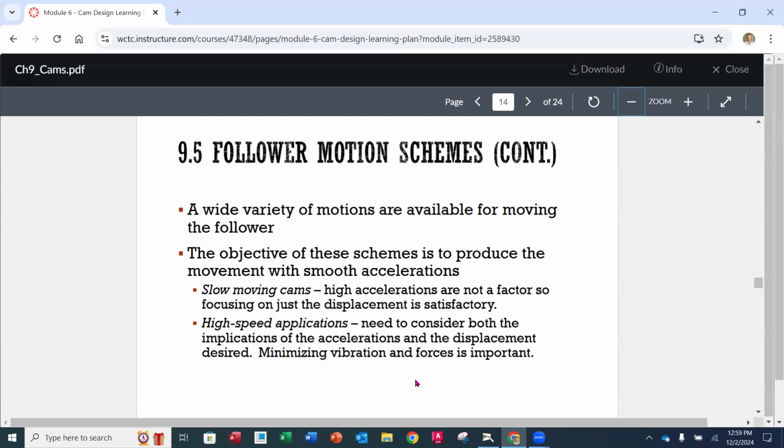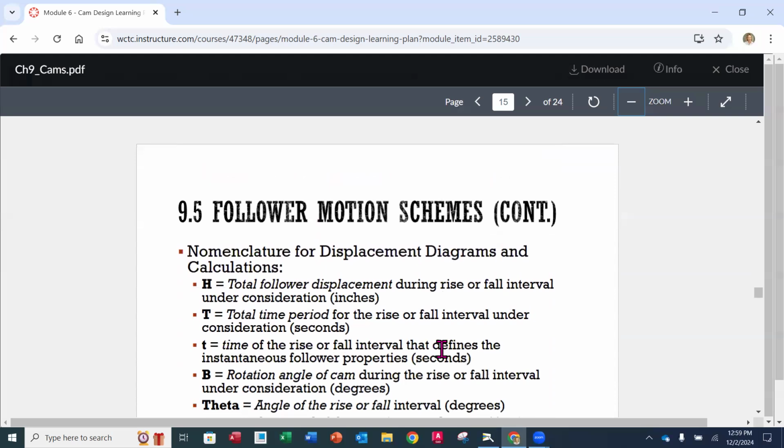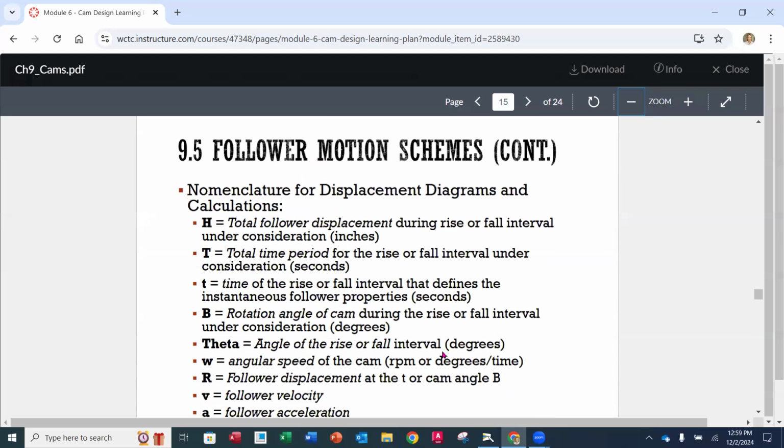Okay, so that is key in every one of these situations. In some cases, we might be able to use gravity, depending on the type of follower that we have. But most often, we probably have some sort of a mechanism like a spring that is making sure that it's always in contact and has some positive contact. So, follower motion schemes: there are some terms and things that we need to know as we go into this. So let's go underneath the book here.